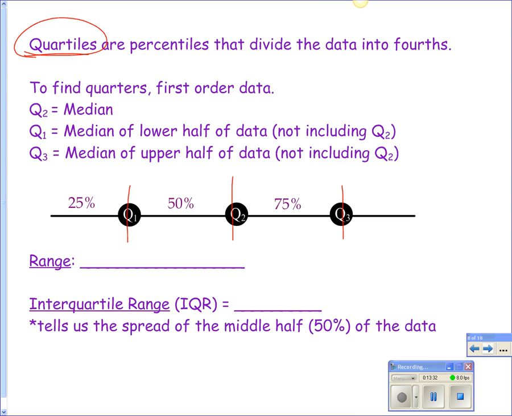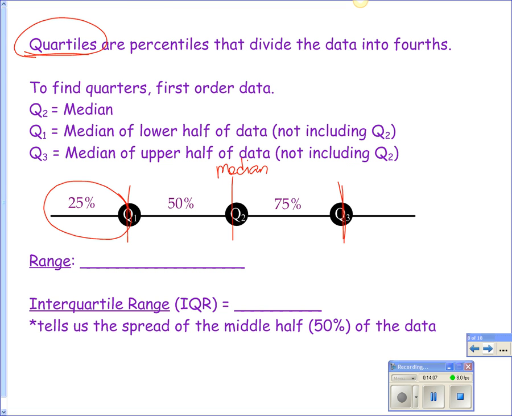Q2 is the median. It's right in the middle. Q1 is 25% of the data, and Q3 covers 75% of it. So basically, you're just dividing your group into fourths. Okay? So we'll talk about that more with a specific problem. It'll make more sense in a minute.